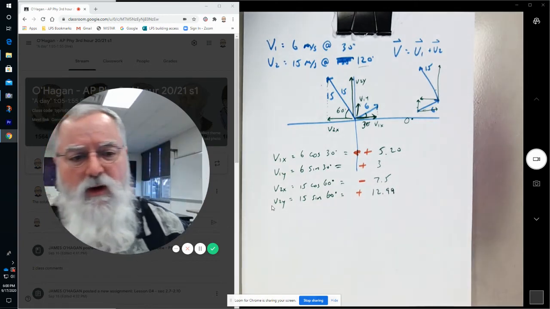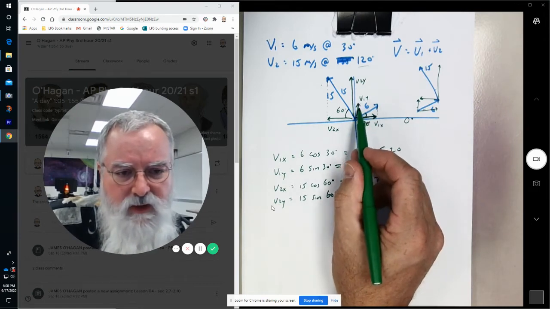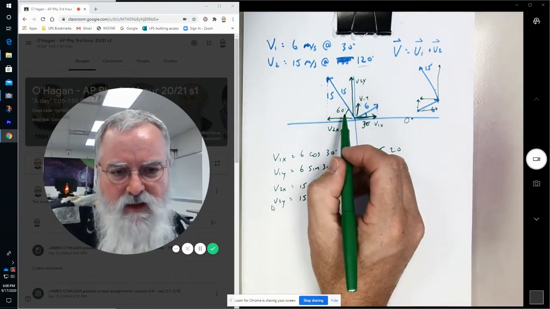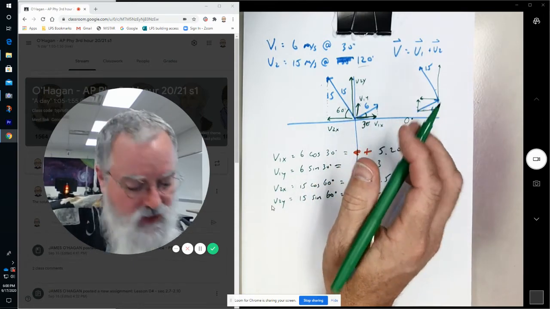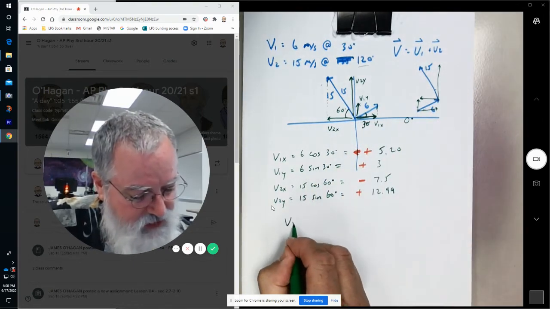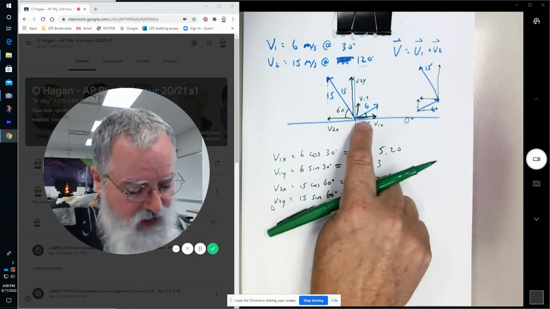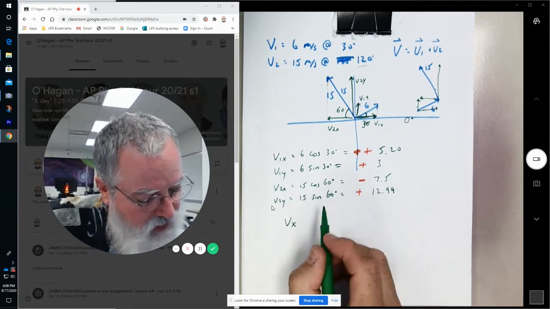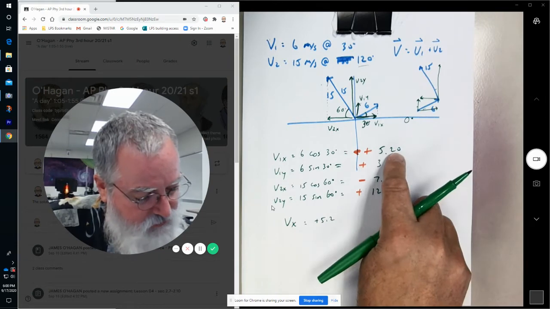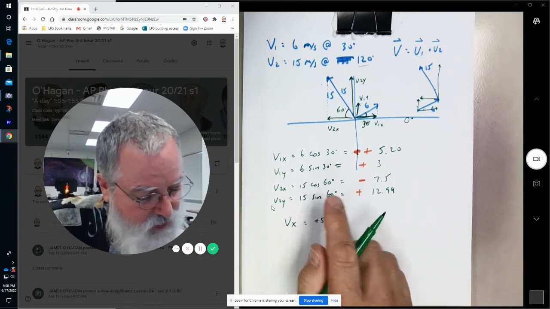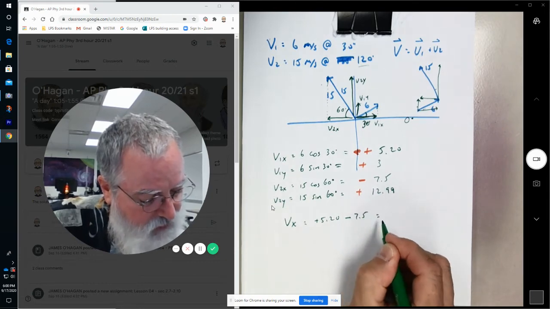And I've done all that work just so I can figure out the right and left part of this one, and the up and down part of this one, and the left-right part of this one and the up and down part of this one. And now I can add those up. So this velocity in the x, so just the x part, it's these two put together, added. I've got plus 5.2, that's from up here. I'm just going to add the x parts, minus this one, 7.5.